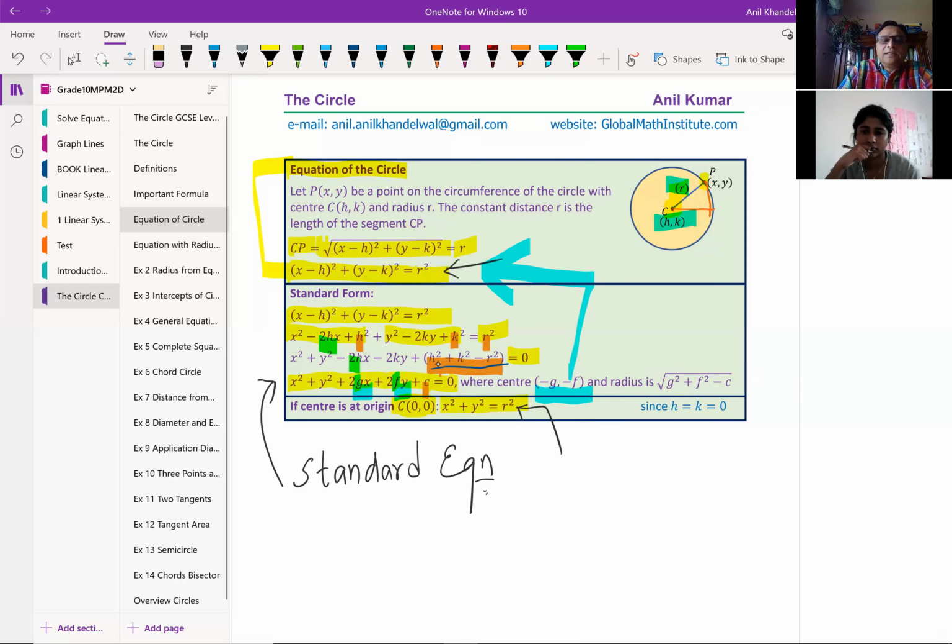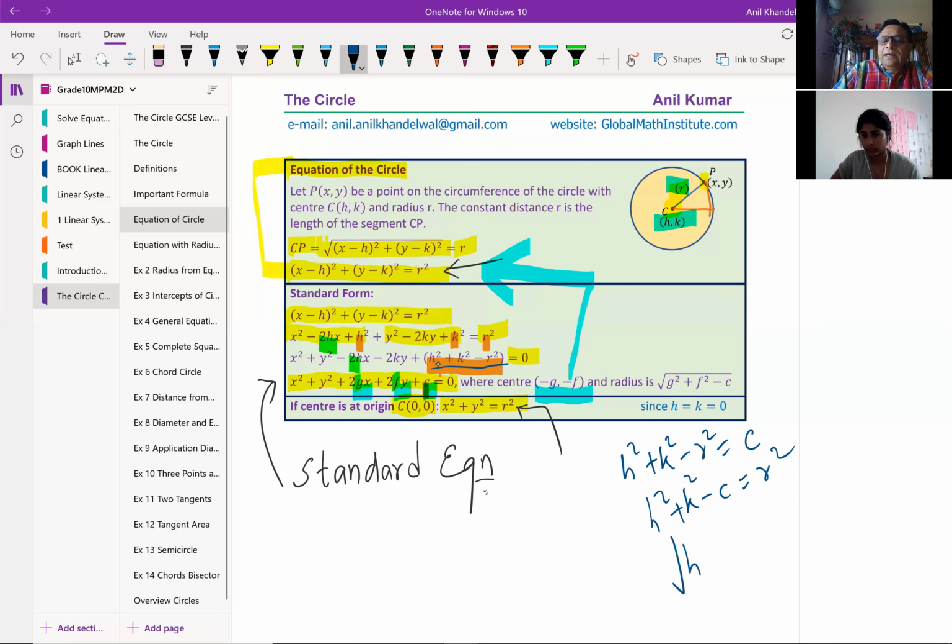Correct. So the constant C we rearranged. We have h square plus k square minus r square equals the constant C. So we just brought the C there. So we have h square plus k square minus C equals r square. Correct. And then we take the square root, so the square root of h square plus k square minus C is equal to R. Is that clear to you? So that is how we get this particular equation.